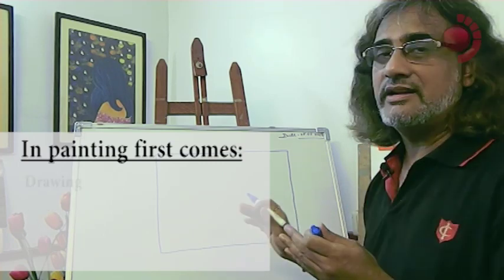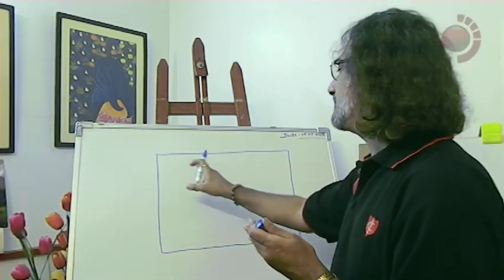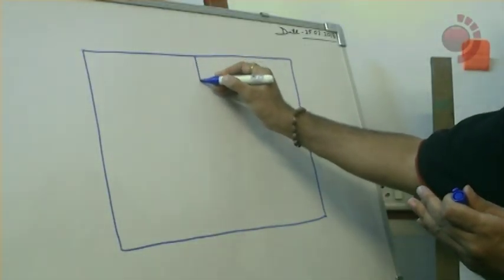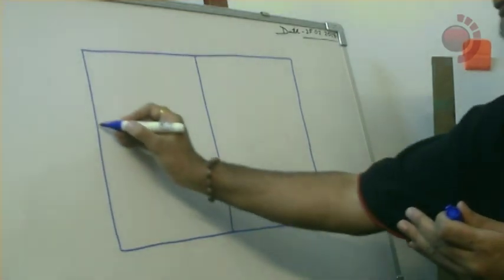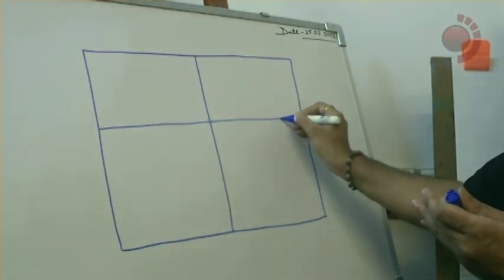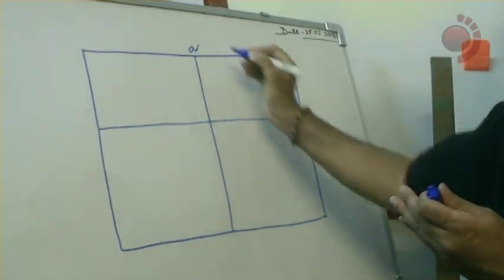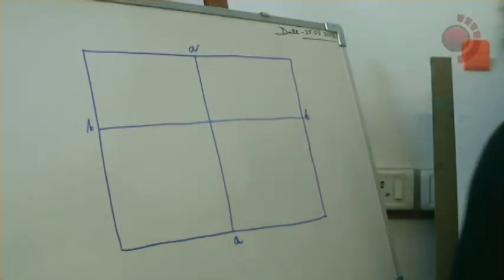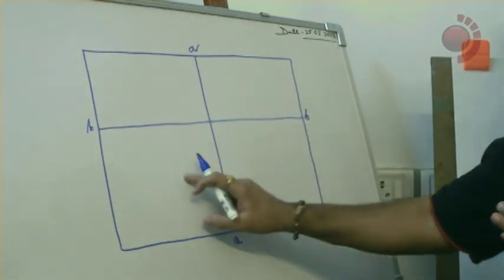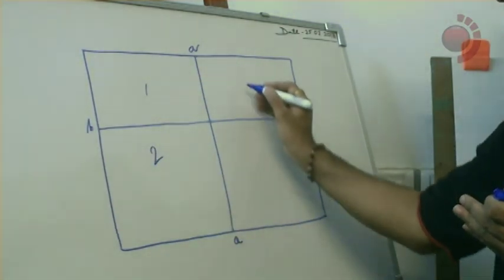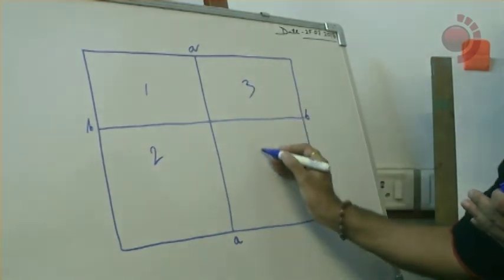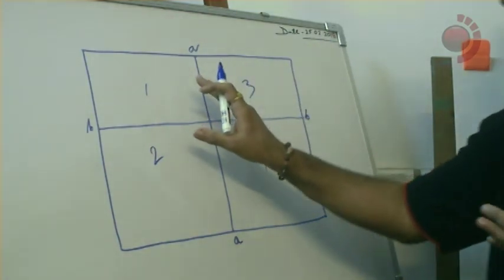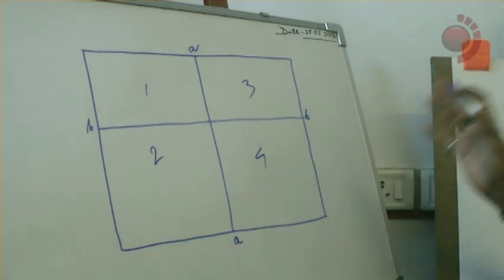Let me show you a very interesting part of space division. This particular area can be divided into four parts. Here, let us take it as A, B. There are four parts in this painting: 1, 2, let us take it 3, and let us take it 4. So these four parts are the place where the painting has to be put in a proper way.